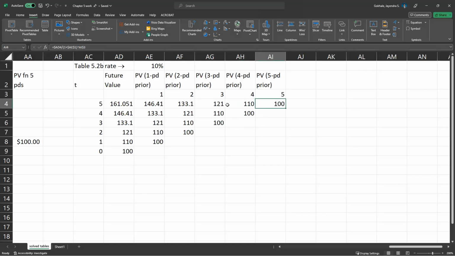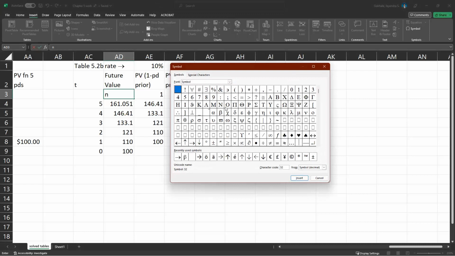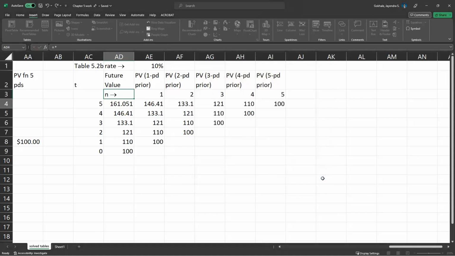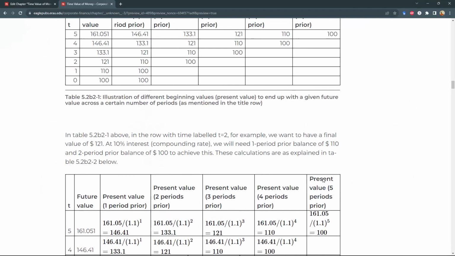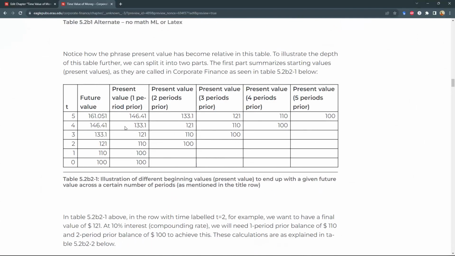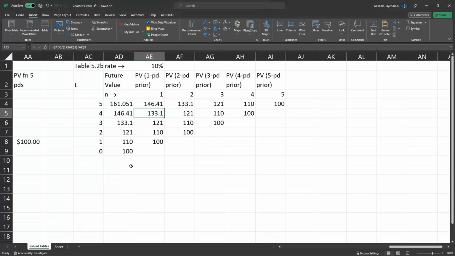So this is basically how we calculated the present value n periods prior, and the n essentially is right here. So n, Alt NU, please insert this beautiful looking arrow for us and close. So this is n, and n is 1, 2, 3, 4. So this is n periods prior, the value of this money, where n is actually given here. Okay, so just very quickly, it is exactly what we see in this table. So 161, 146, and these are decreasing to 100, all of them, because 100 was our starting value.